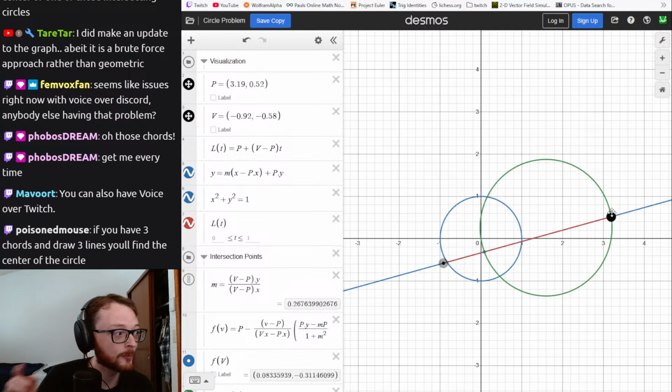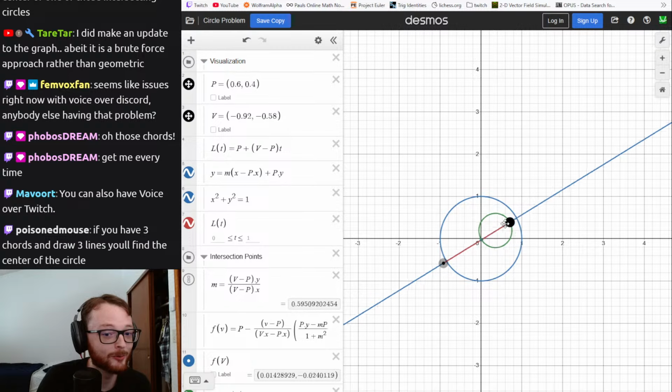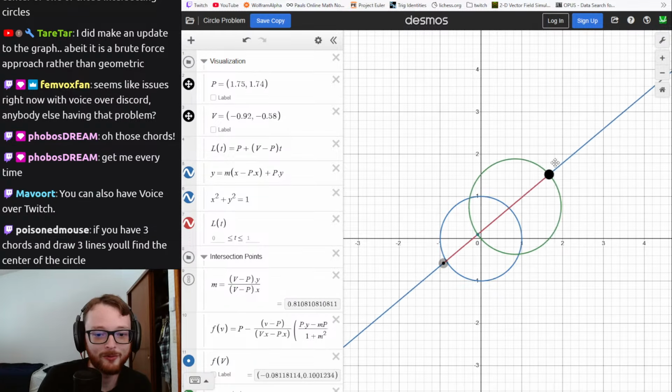I was wondering also about the case where the point is inside the circle. I assume there's still something you can do there. I didn't try to draw it though. Why don't I do it with Teratar's Desmos? Oh yeah, I guess it makes sense.